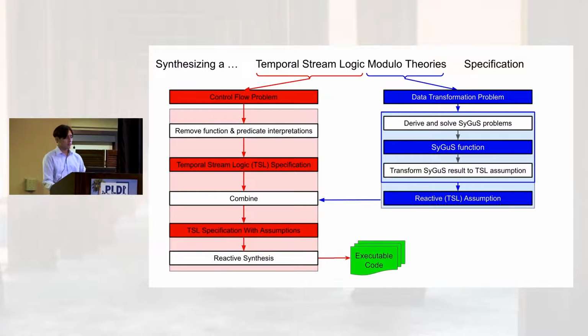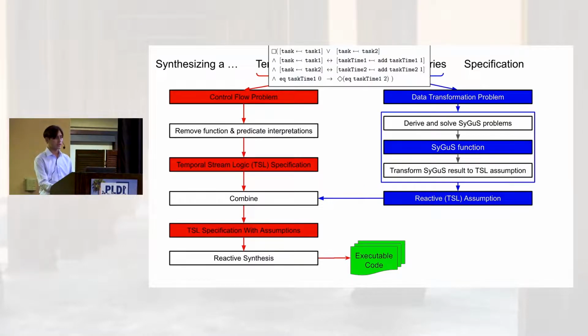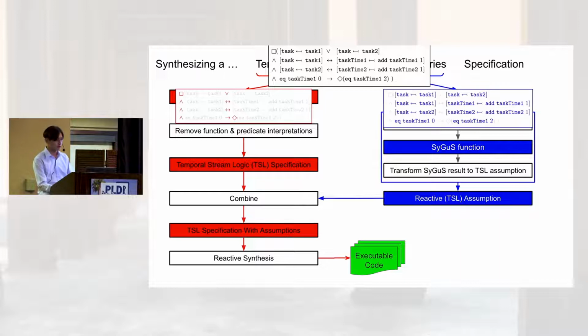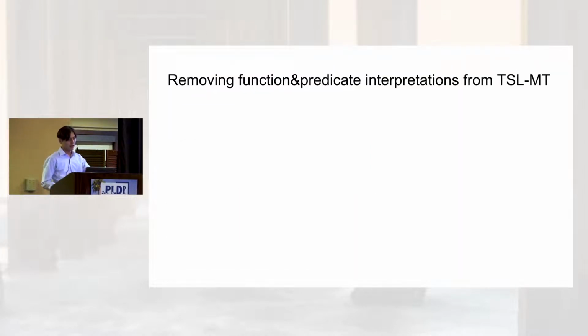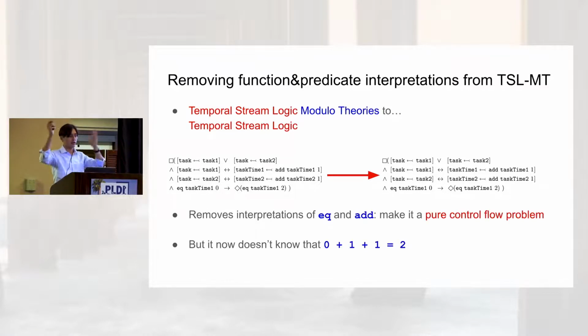So in order to walk through this process, I'm going to use the example that we saw earlier, the very simple 2-task scheduler that guarantees that the first task must run at least twice. So when we have the original specification and the control flow problem and the data transformation problem, here we're going to go through the first step, which is to remove the function and predicate interpretations to get the temporal stream logic specification. And this is fairly simple because all we're doing is removing the interpretations. So the specification is going to look syntactically equivalent. It's just that when we remove the modulo theories part of temporal stream logic, we remove the interpretations of equality and add to make it a pure control problem.